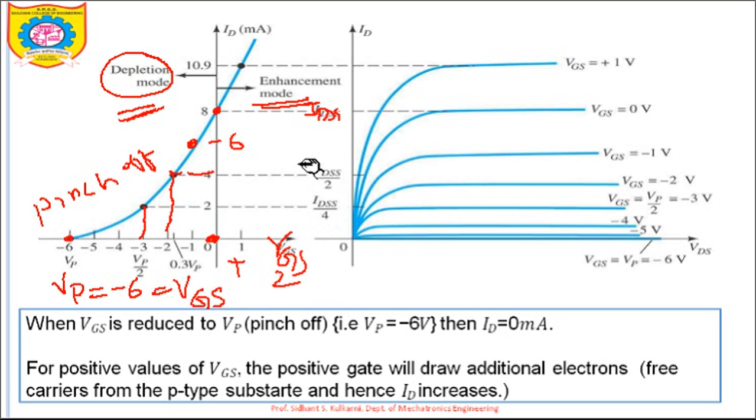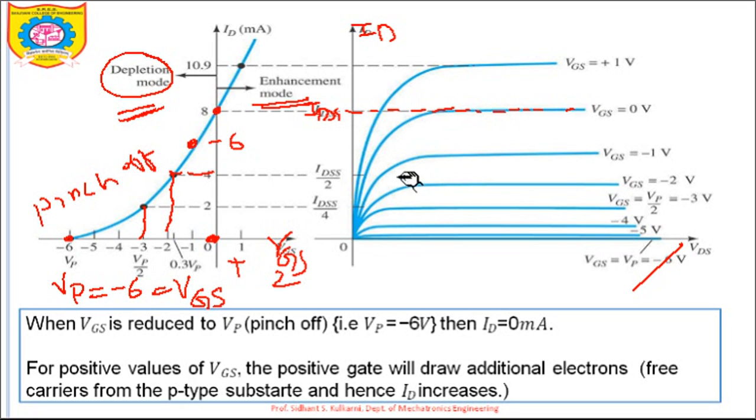Now if I want to draw the graph of VDS, that is drain to source voltage, against drain current ID, how will it be? Let's say initially VGS is 0. If VGS is 0, that means there is no applied voltage between gate and source, and there will be proper flow of electrons between source and drain. Therefore the current flowing in the device without applying the gate to source voltage is represented as IDSS.